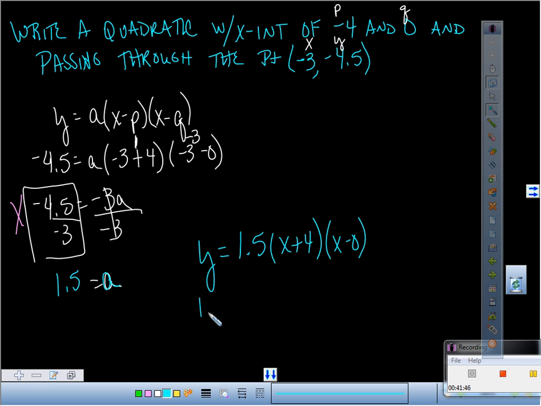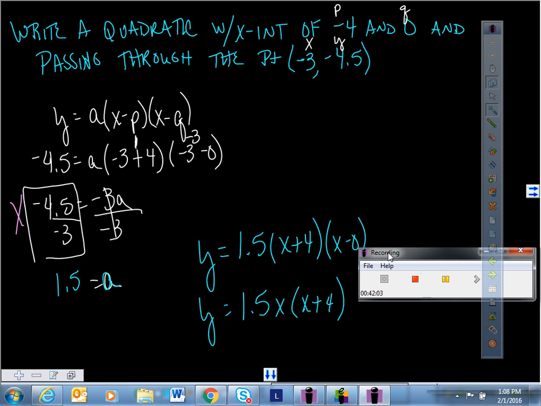Another way you might have written it, here's probably the way the answer would be written. Please tell me that you will recognize these two factors are the same. Okay? All right, anybody got a question? Okay. Stop. Here we are.